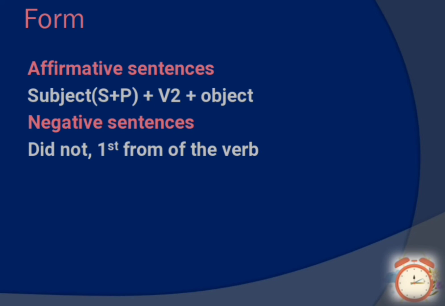And one important thing to remember, whenever we will use did auxiliary, whether in negative sentence or interrogative, we will not use second form of the verb. With auxiliary did, we will always use first form of the verb.